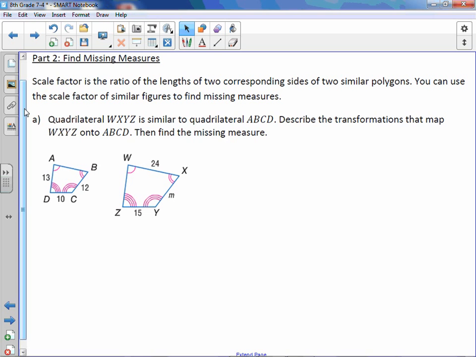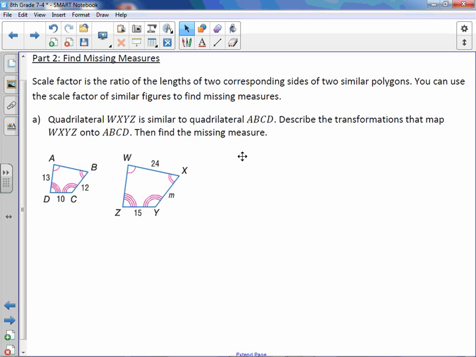Scale factor is the ratio of the lengths of two corresponding sides of two similar polygons. You can use the scale factor of similar polygons to find missing measures. You can also find a proportion and figure it out that way, which is what we're going to do.